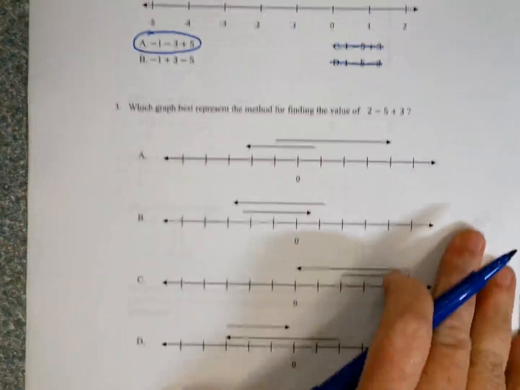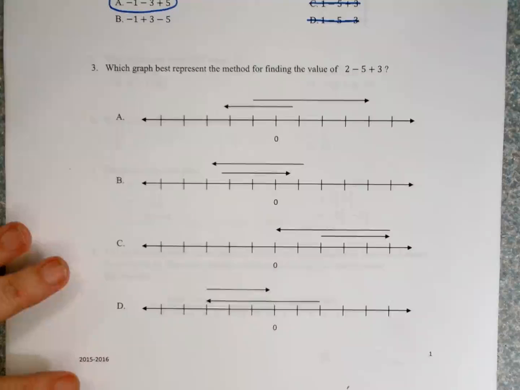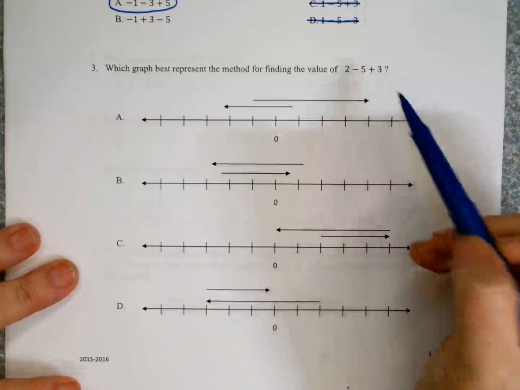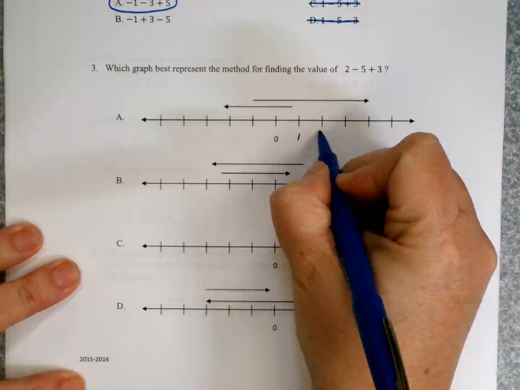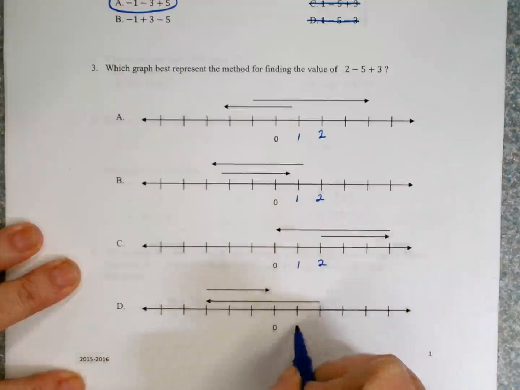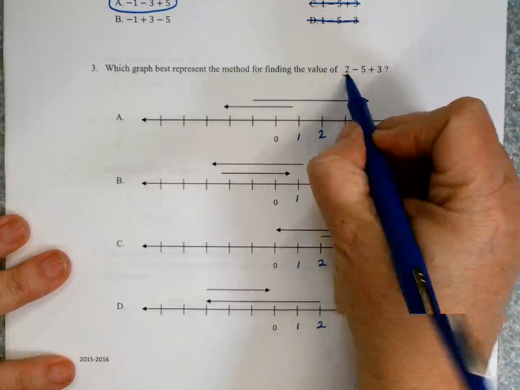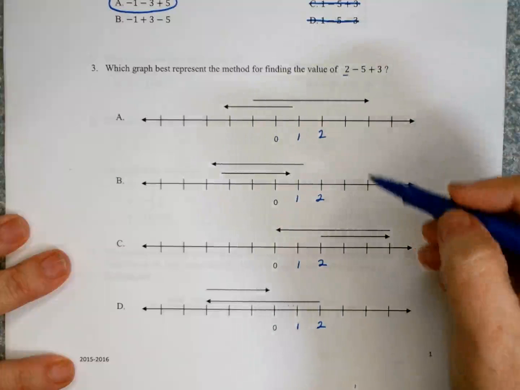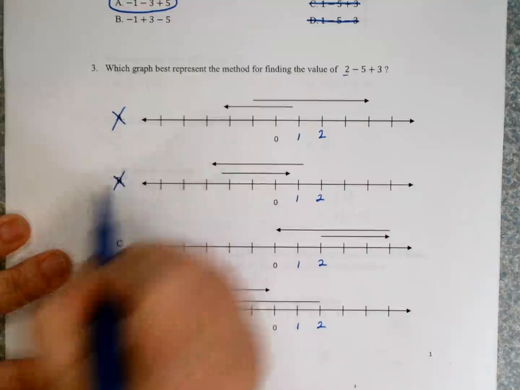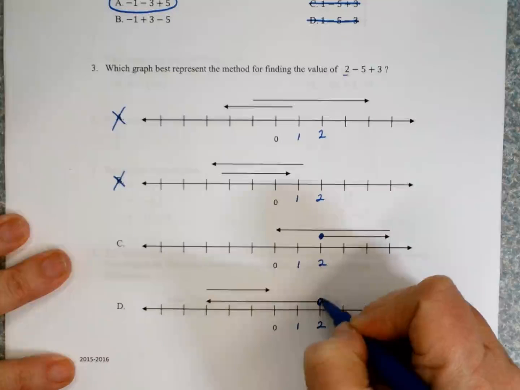Okay, let's look at number 3. Which graph best represents the method for finding the value of 2 minus 5 plus 3? Well, I'm going to number my graphs to find where I'm going to start. 1, 2, 1, 2, 1, 2. Do we have any graphs that don't start on 2? A does not start at 2. B does not start at 2. I have C that starts at 2, and I have D that starts at 2.